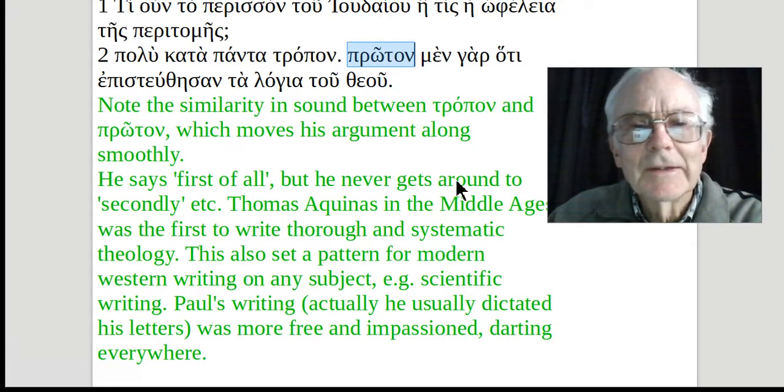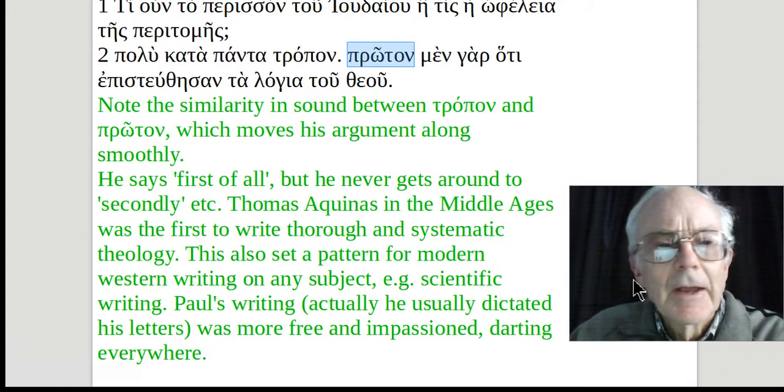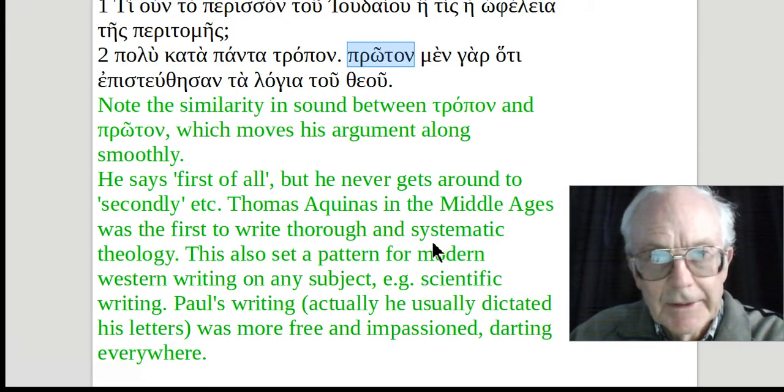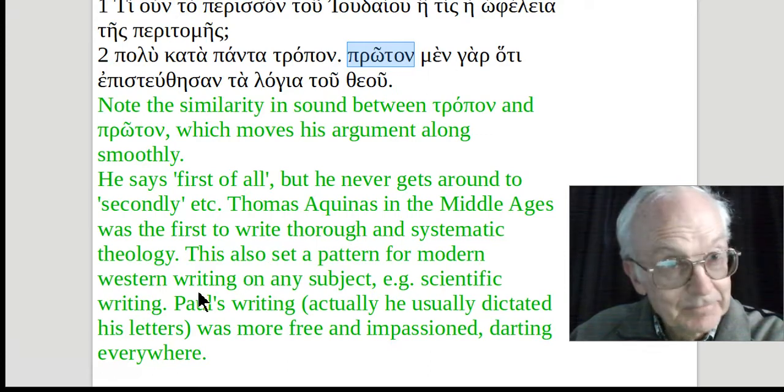Thomas Aquinas in the Middle Ages was the first to write thorough and systematic theology. This also set a pattern for modern Western writing on any subject, for example, scientific writing. Paul's writing, actually he usually dictated his letters, was more free and impassioned, darting around everywhere.